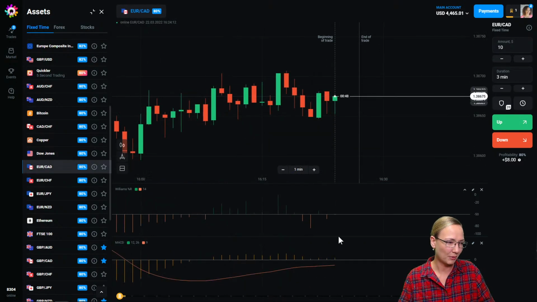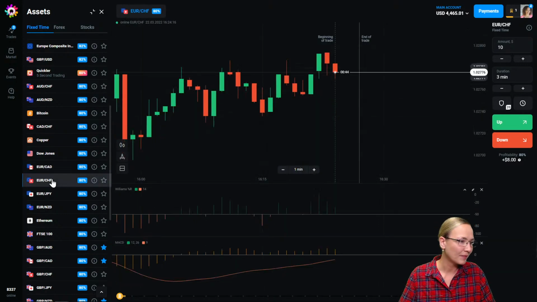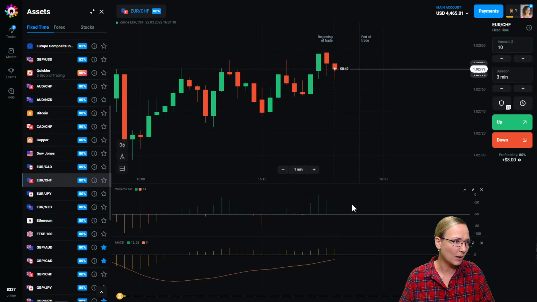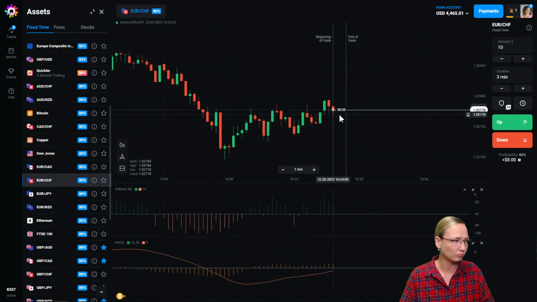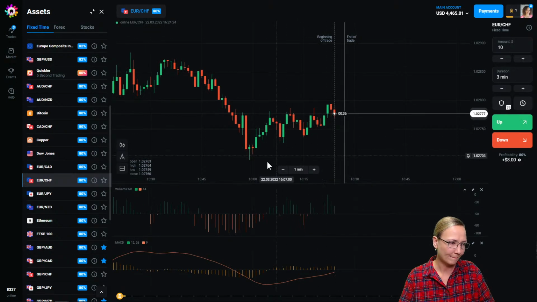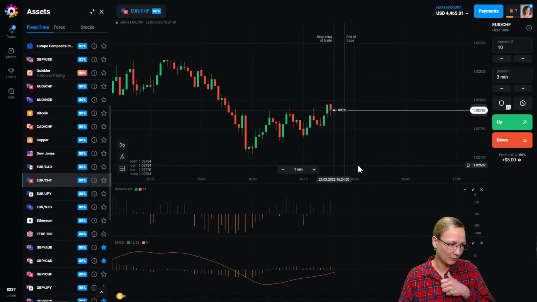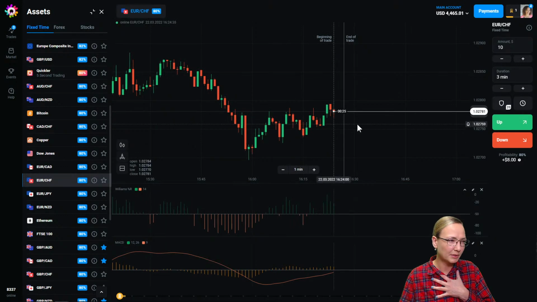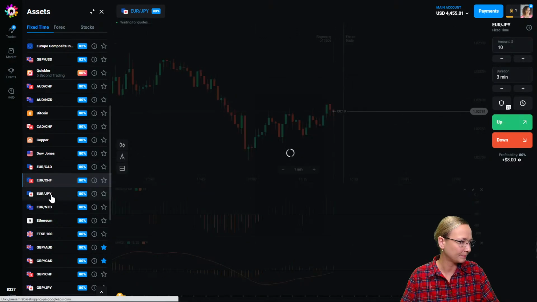Let's see here. EuroCAD, contradicting signals. One's above, one's below. Euro CHF, we are above. I'm thinking, my friends. Give me just a moment. The signal line is moving up. Histograms are going up. Let's go up for 3 minutes.